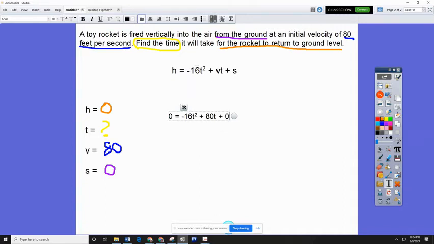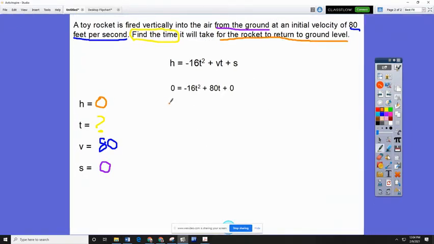So we've got that. This is the equation we're going to work with. We've got our quadratic here, and we're going to try and figure this out. So let's go ahead and do that. Right off the bat, I don't need this anymore. So I'm going to go ahead and write in: I want to know when 0 is equal to negative 16t squared plus 80t.